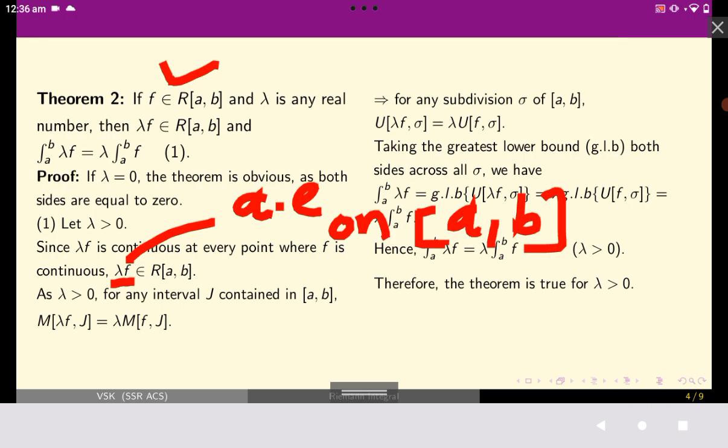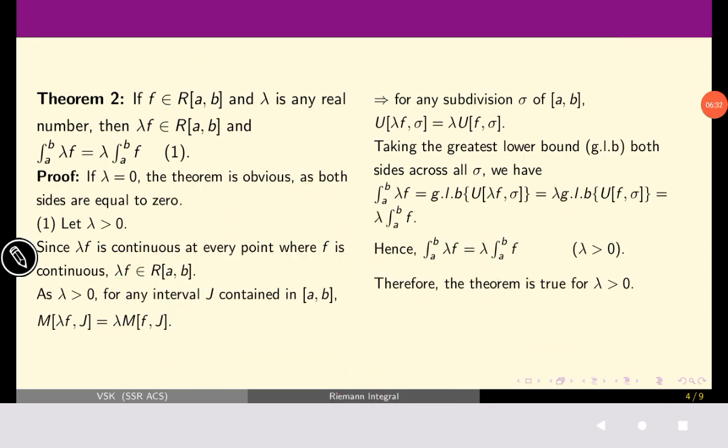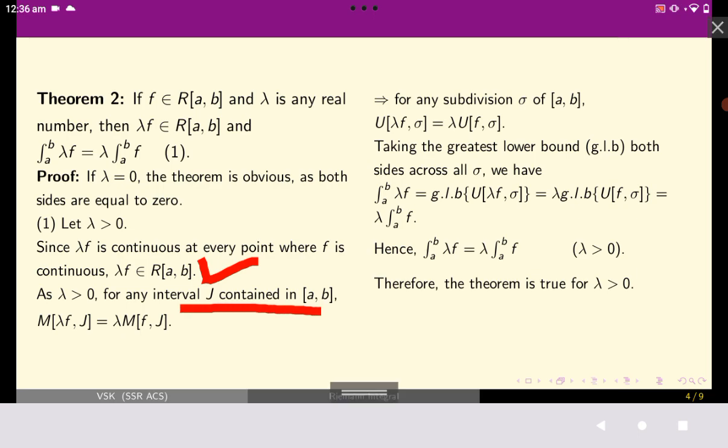But this implies that lambda f is Riemann integrable over [a, b]. So that part is proved. Now, as lambda is greater than 0, if we take any interval J contained in [a, b], this equality holds, that is, the supremum value of lambda f over J is equal to lambda times the supremum value of f over J. But this implies that if we take any subdivision sigma of [a, b], then the upper sum of lambda f with respect to sigma is equal to lambda times the upper sum of f with respect to sigma.